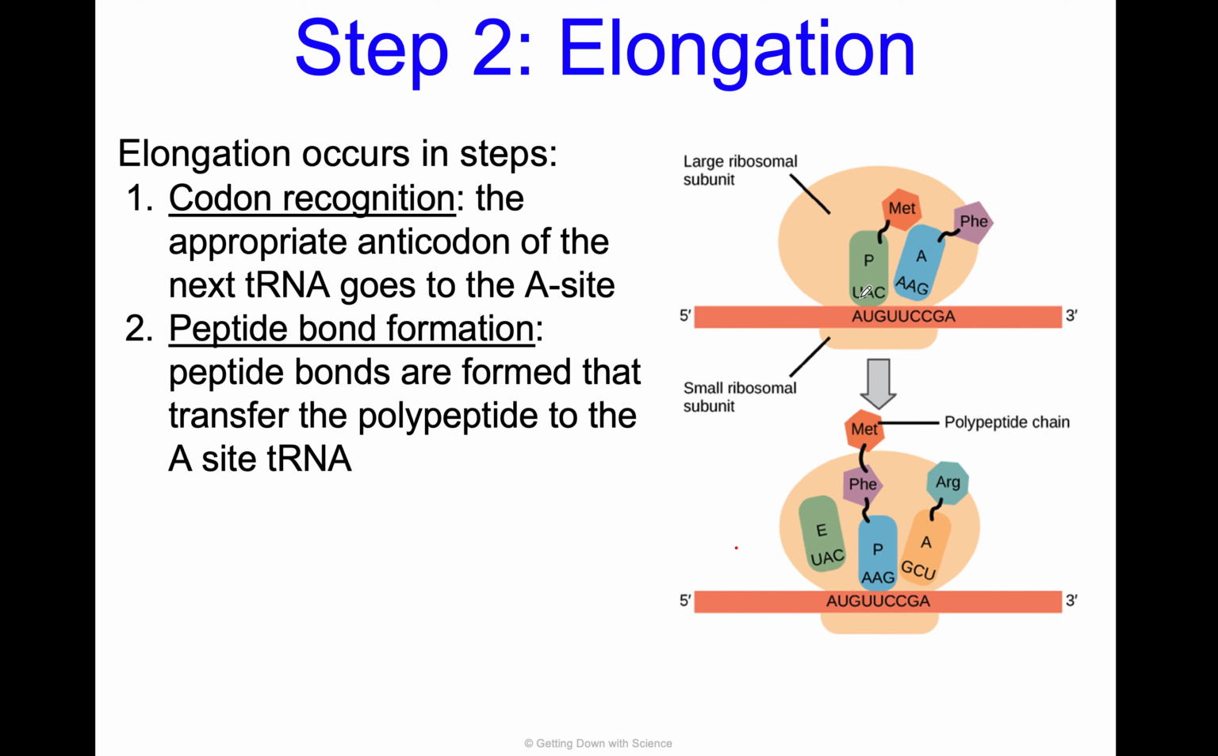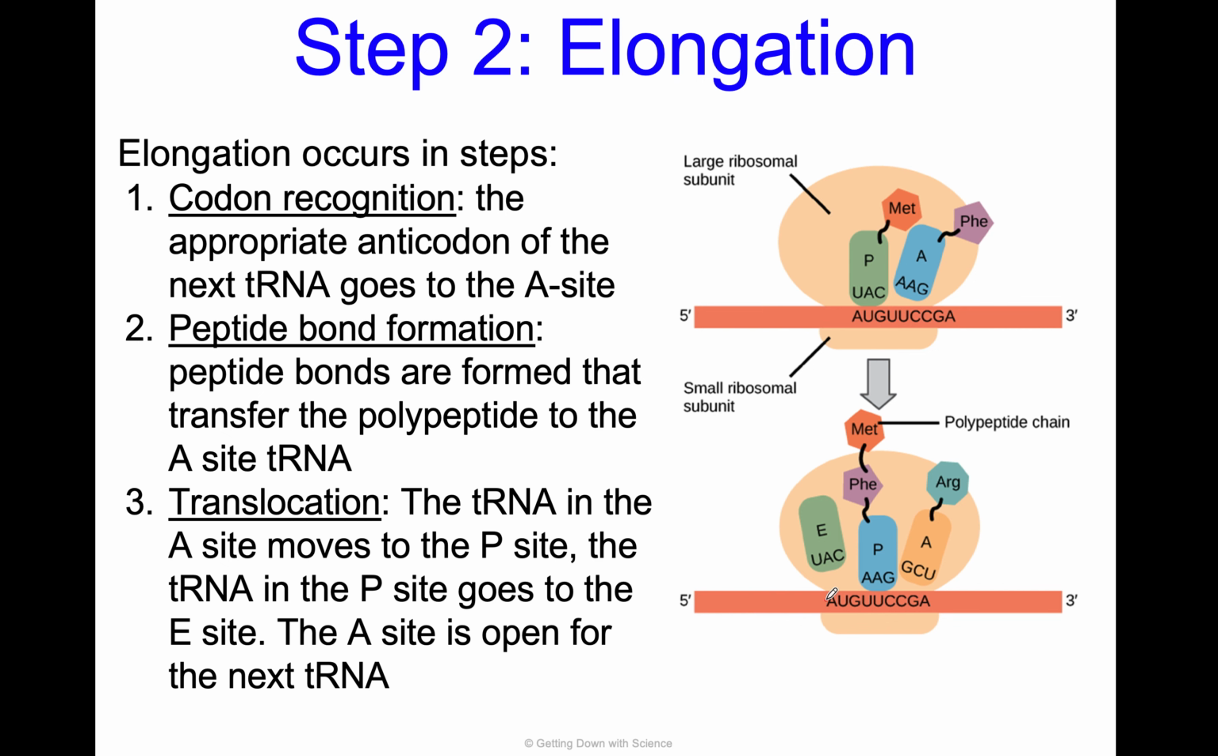So you can see here's where we started. This one then moves into the E site. E site leaves. And you can see the P goes into the E, A goes into the P. So it sort of hops down one over the other. And then the translocation. The tRNA in the A site moves down to the P. The tRNA in the P site goes to the E site. The A site is open for the next tRNA, and the whole process starts over again, right?